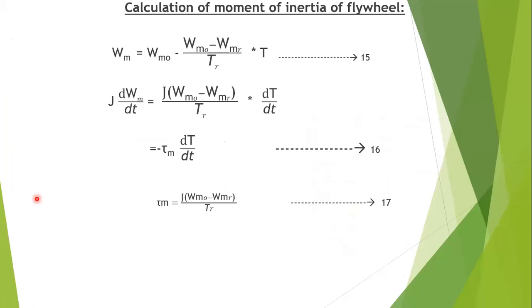Okay, next from this, where the abbreviations omega m naught, omega mr and Tr are: omega m naught is no load speed, omega mr is rated speed and Tr is rated torque, respectively.